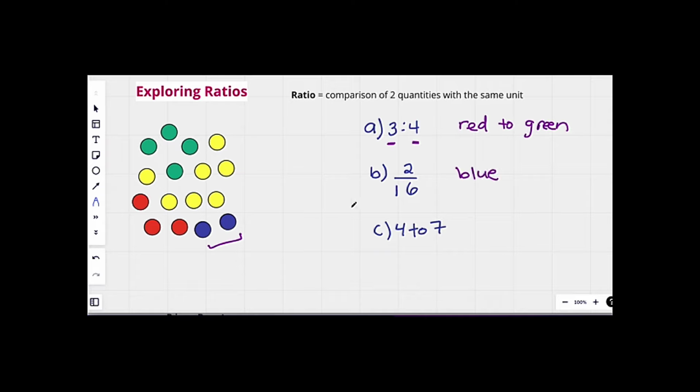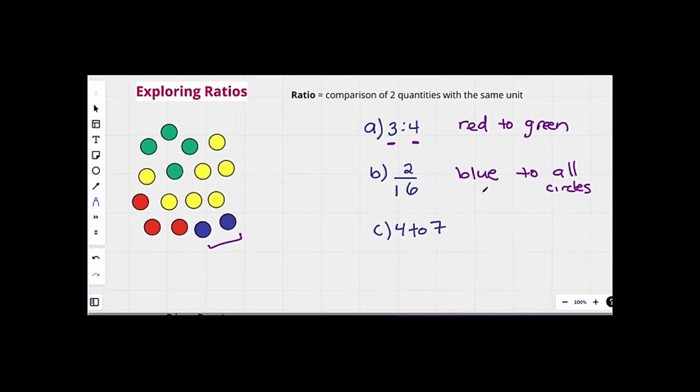What about the bottom? It says 16. What do we have 16 of? Well, all of these circles add up to 16. We'll go 1, 2, 3, 4, 5, 6, 7, 8, 9, 10, 11, 12, 13, 14, 15, 16. So, to all circles. So this ratio represents 2 blues, so blue circles to all circles.